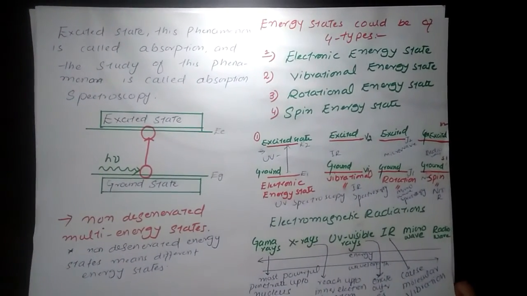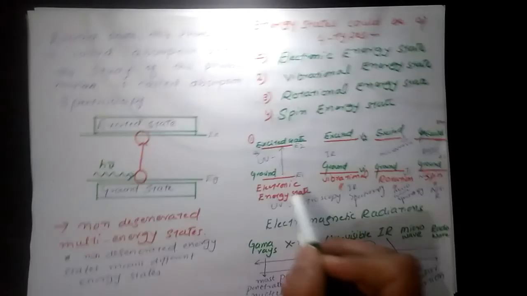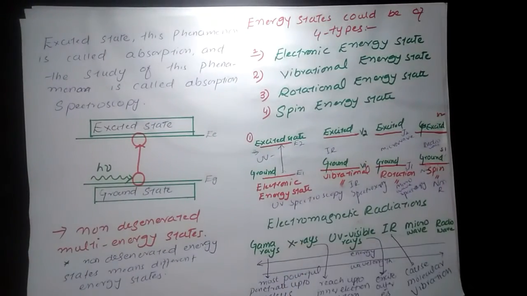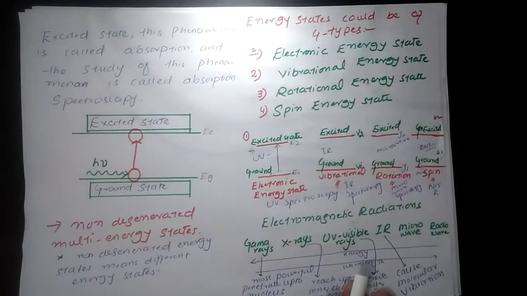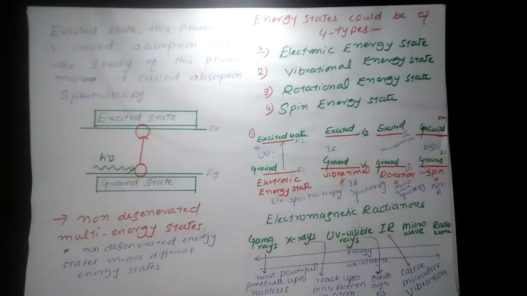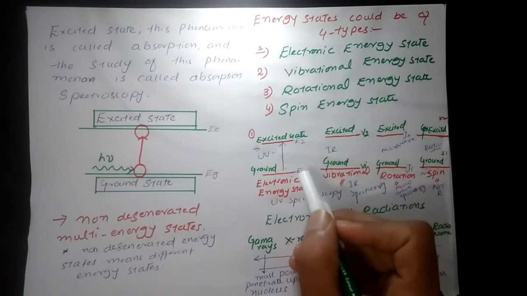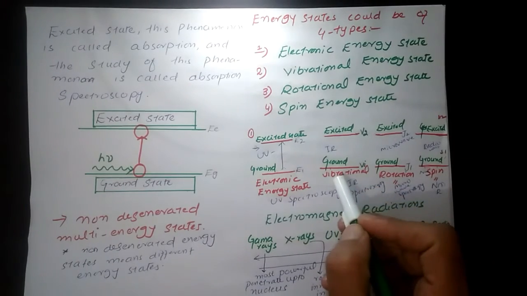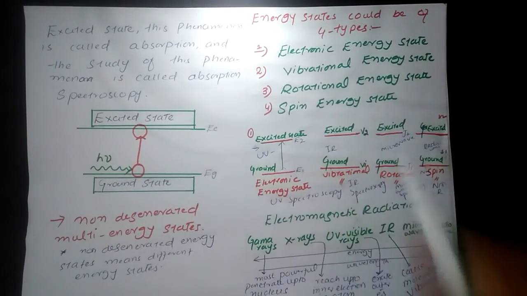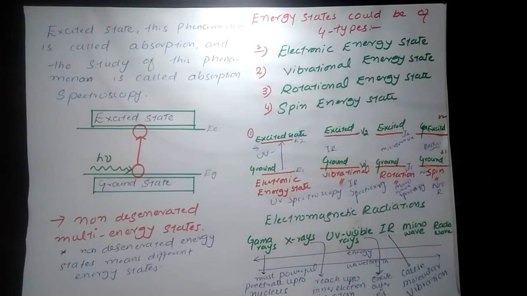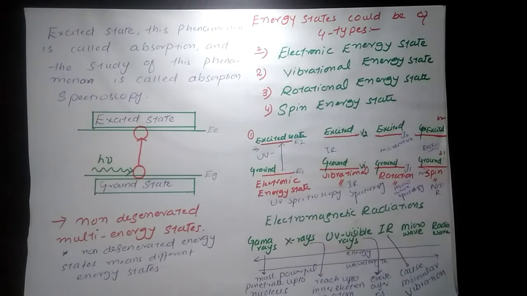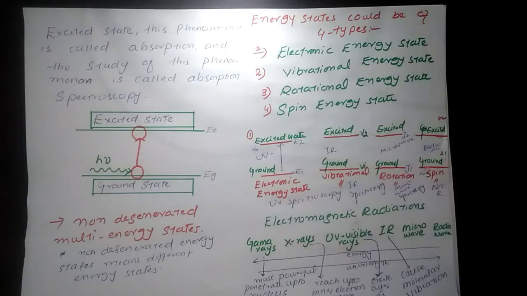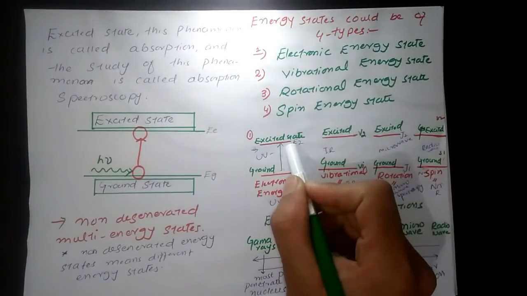So the first one is the electronic energy state, right? Here it has a ground state and an excited state, which are represented by E1 and E2. The same goes for the vibrational energy state, right? It has a ground and an excited state represented by V1, V2. The same goes for rotational and spin energy states, right?